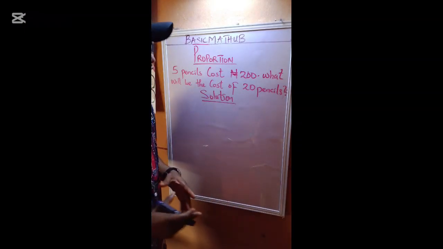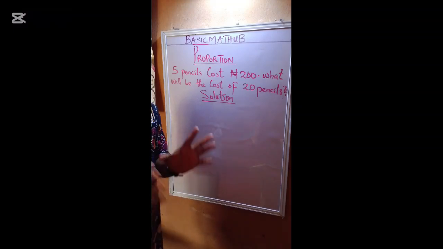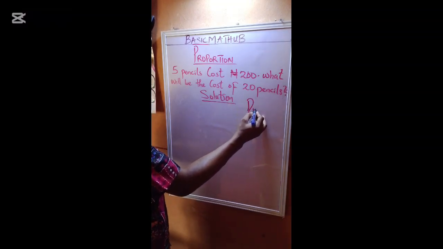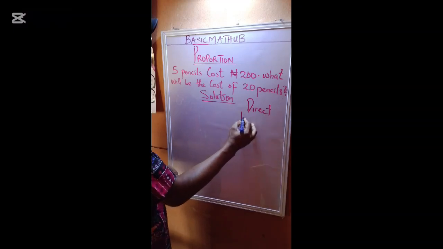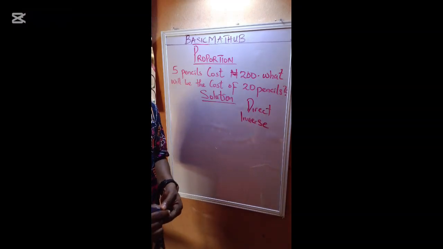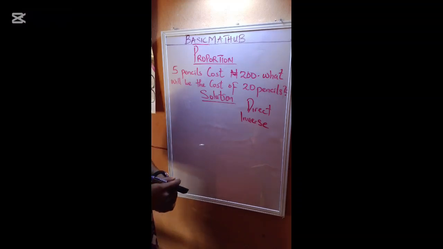It said 5 pencils cost 200 naira. What will be the cost of 20 pencils? There are just two types of proportion. We have direct, and we have the inverse or indirect proportion. Whenever we talk about direct, it simply means that the values of the two variables rise together or decrease together. So let's consider this question.